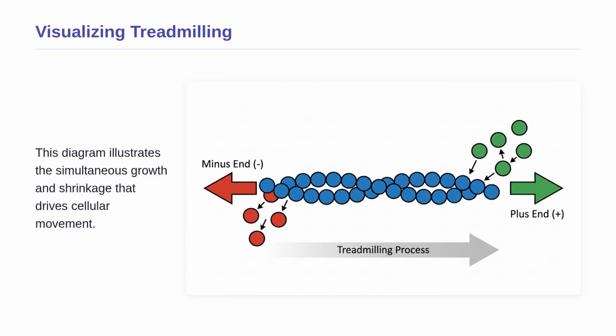On the left side, you see the minus end. Here, red monomers are detaching and falling away, represented by the red arrows, because the local concentration is too low to maintain stability. The large arrow at the bottom summarizes the physical interpretation. As pieces are added to the front and lost from the back, the entire structure effectively moves forward through space.